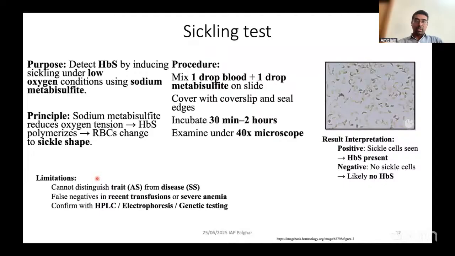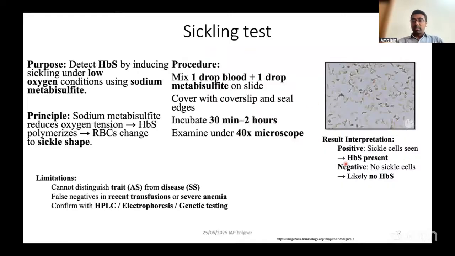So in the sickling test, the purpose is to detect hemoglobin S by inducing low oxygen conditions using sodium metabisulfite. We mix a drop of blood with sodium metabisulfite, cover it with a slide, and incubate for 30 minutes to 2 hours. When we examine it under the microscope, we can see sickle cells, because sodium metabisulfite reduces oxygen tension, causing HbS polymerization. So this is the test with which we can screen for sickle cell trait or sickle cell anemia.